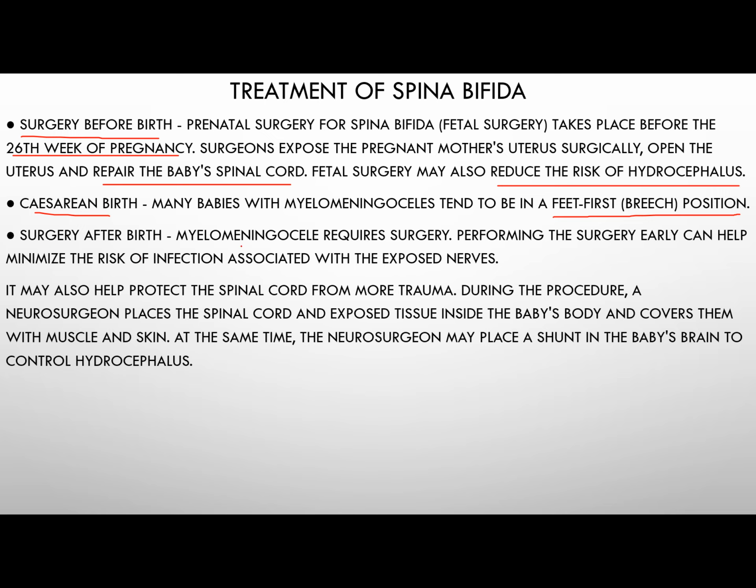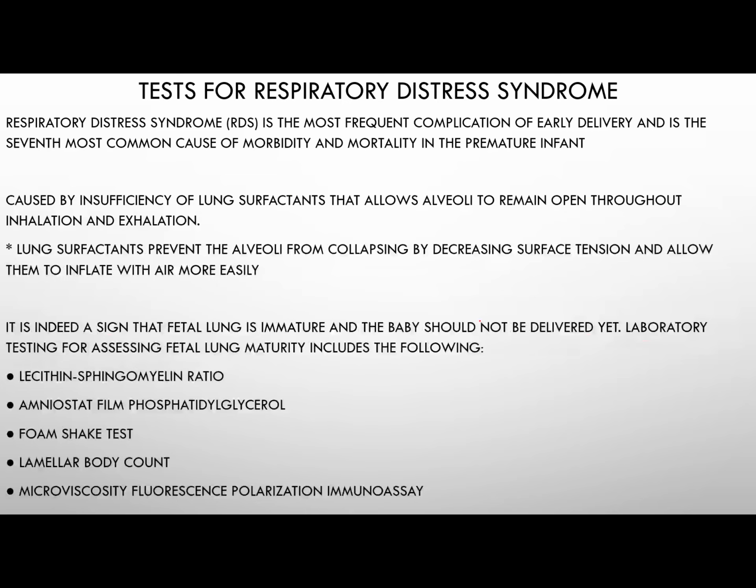Then surgery after birth: myelomeningocele requires surgery. Performing the surgery early can help minimize the risk of infection. It may also help protect the spinal cord from more trauma. During the procedure, a neurosurgeon places the spinal cord and exposed tissue inside the baby's body and covers them with muscle and skin. At the same time, the neurosurgeon may place a shunt in the baby's brain to control hydrocephalus.